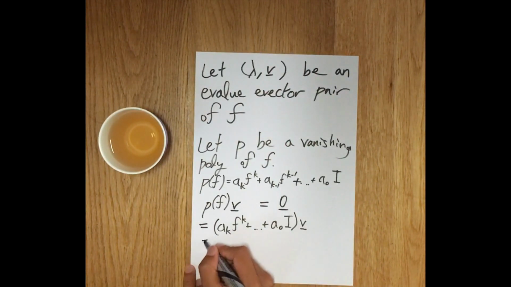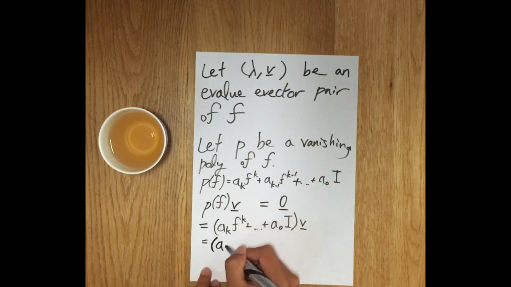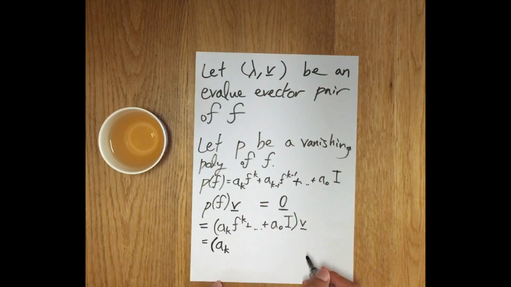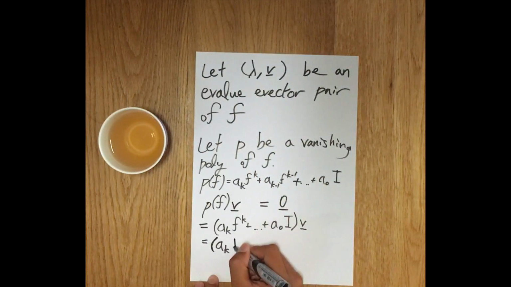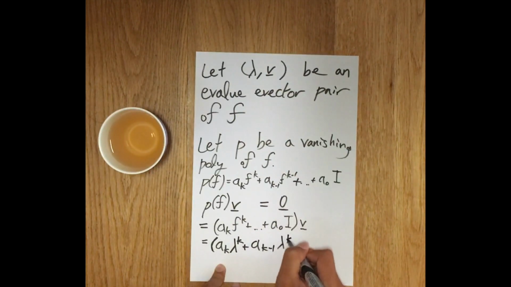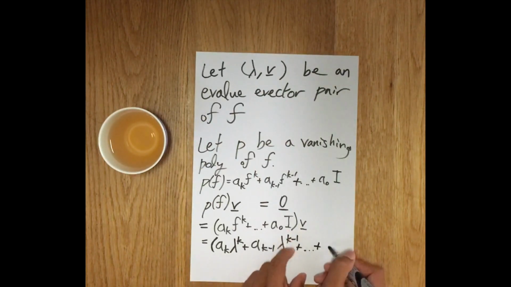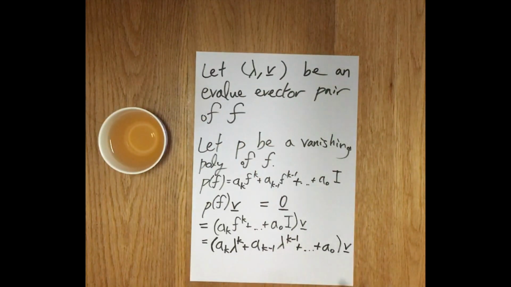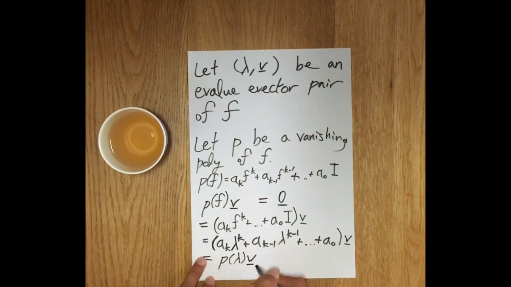So actually, the result of applying this polynomial is scaling v by a polynomial rather than applying a linear map to v. So the f to the k becomes lambda to the k. F to the k minus 1 becomes lambda to the k minus 1, etc. And the identity kind of does nothing. So these two are basically the same expression, except one of them is the polynomial evaluated at a scalar lambda, and one of them is the polynomial evaluated at the matrix or the linear map f. So I'm actually going to write this as p at lambda scaling v.